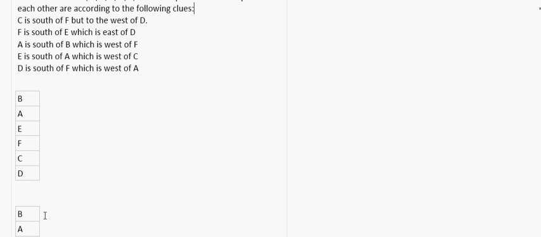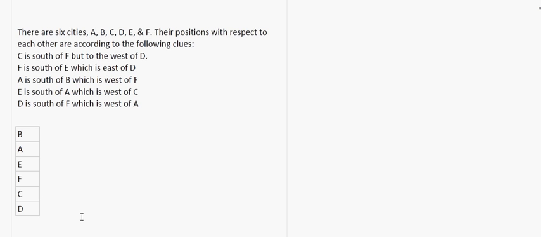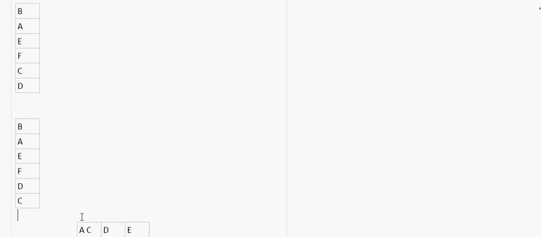Then it says E is south of A and A is west of C. So A is west of C. So A is somewhere here. So A is here and C would be here, right? And finally D is south of F, which is west of A. So F is west of A. So it has to be FAC, right?